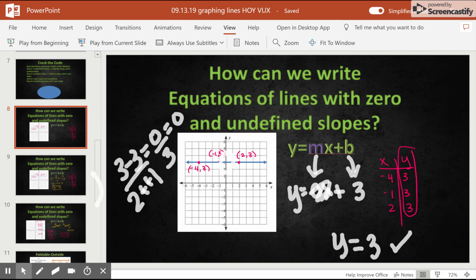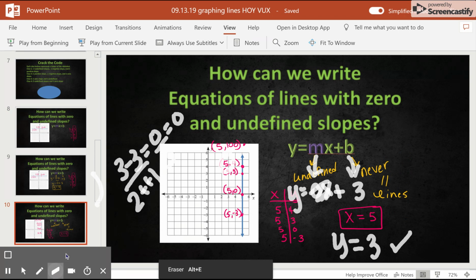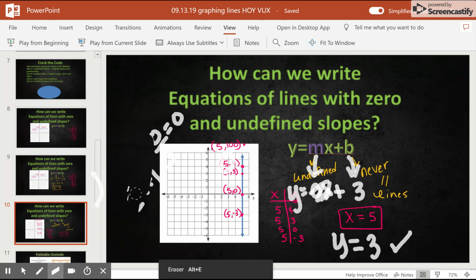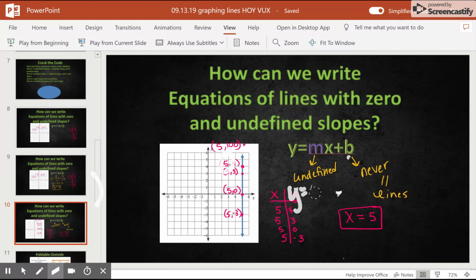Now, let's talk about vertical lines. These are a little bit harder. So let's look at the table first. Forgot to erase my stuff. Okay. So in this one, x is always 5.